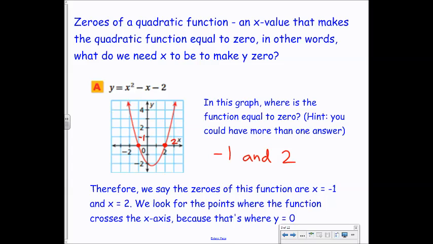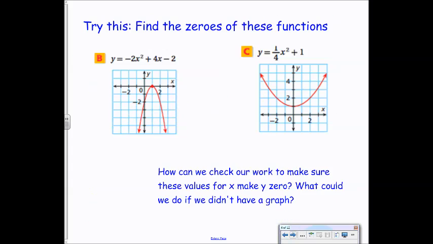So where would the 0 of that function be for letter B? How many are there? 1. How come there's only 1 here and there were 2? Yeah, it's right on the vertex, so it only is going to touch it 1 time. Where is that 0? 1. So 1, 0 is our 0. You can also just say x equals 1. Either of those is fine.